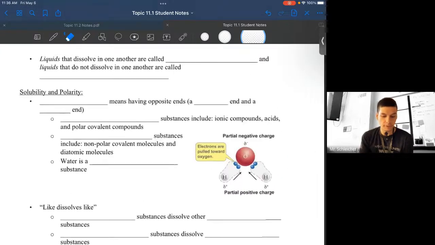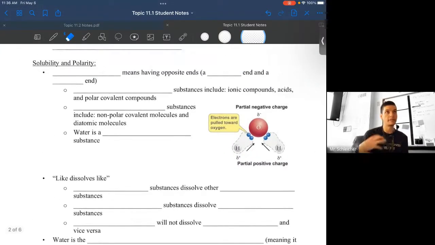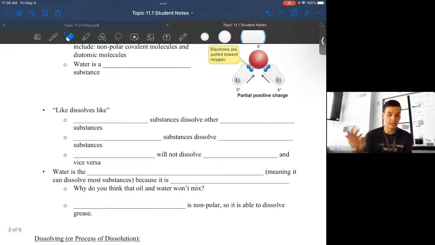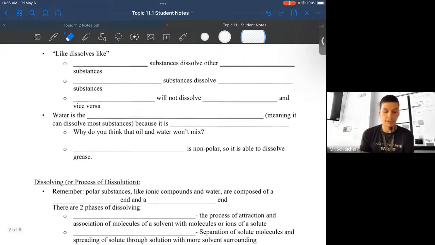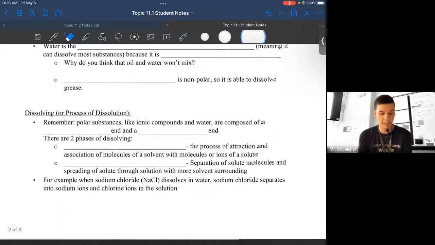We said that water was polar, and that polar things like water are able to dissolve other polar things, like salt molecules, salt formula units, or sugar molecules. And nonpolar things could dissolve nonpolar things, like oils could dissolve other oils. Nail polish remover can kind of dissolve nail polish a little bit.